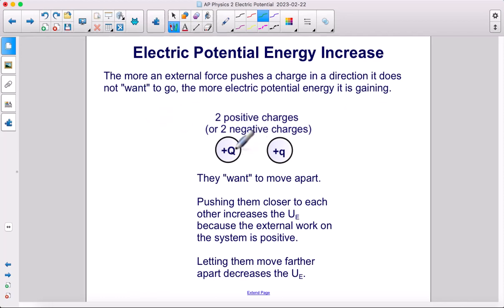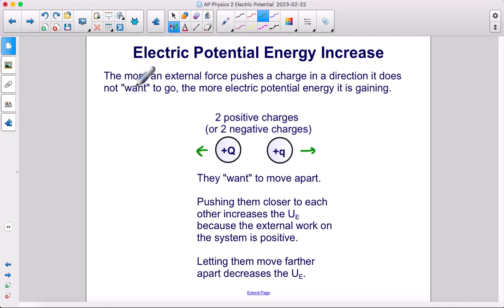So here we have two positive charges. They want to move apart. However, pushing them closer together in a direction they do not want to go increases the potential energy, because the external work on the system is positive. Letting the charges move farther apart in the direction they want to go decreases the potential energy.